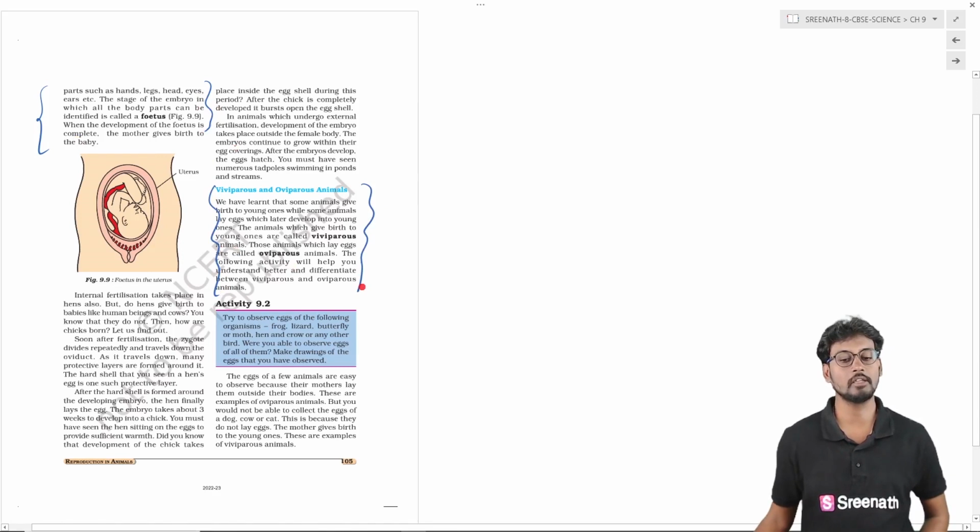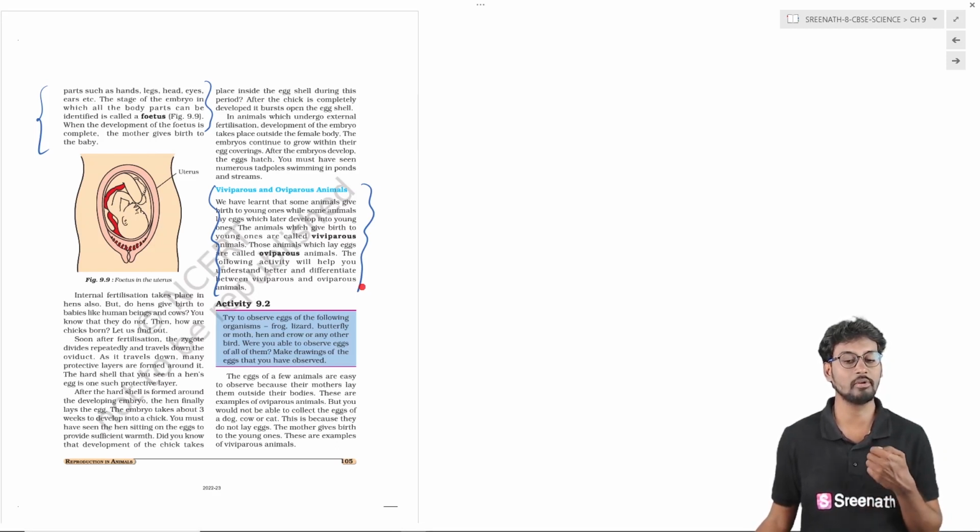Viviparous and oviparous animals are the ones where we can see the development of the animal. Viviparous animals give birth directly to the young ones, and oviparous animals are involved in laying eggs. All the aves and reptiles, and the amphibians, give eggs, so they are called oviparous, and when they give birth to the young ones, they are called viviparous.